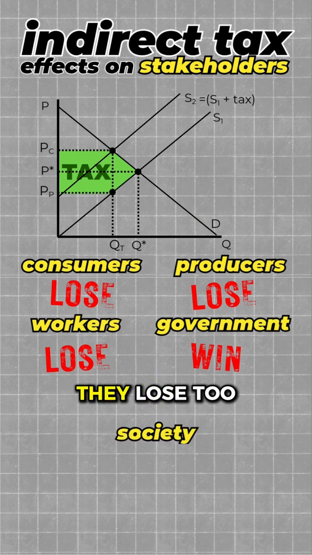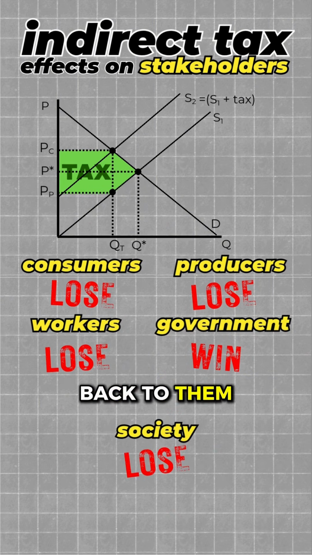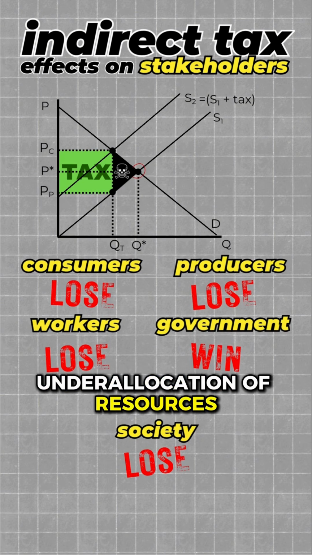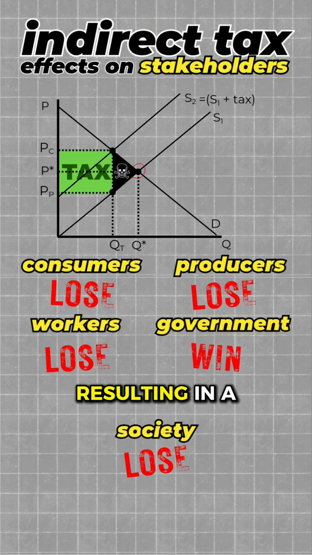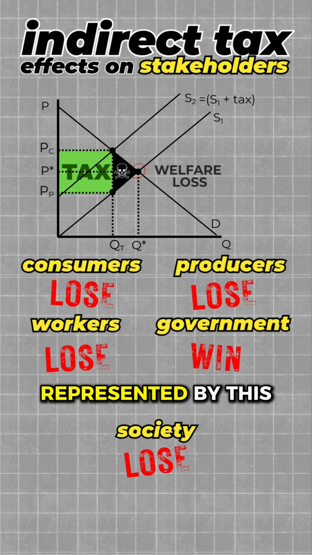How about society? They lose too, even though the tax paid comes back to them in the form of government spending. But since the market can't get to allocative efficiency at the equilibrium point, we have an underallocation of resources going toward the production of the good, resulting in a loss of social surplus represented by this triangle.